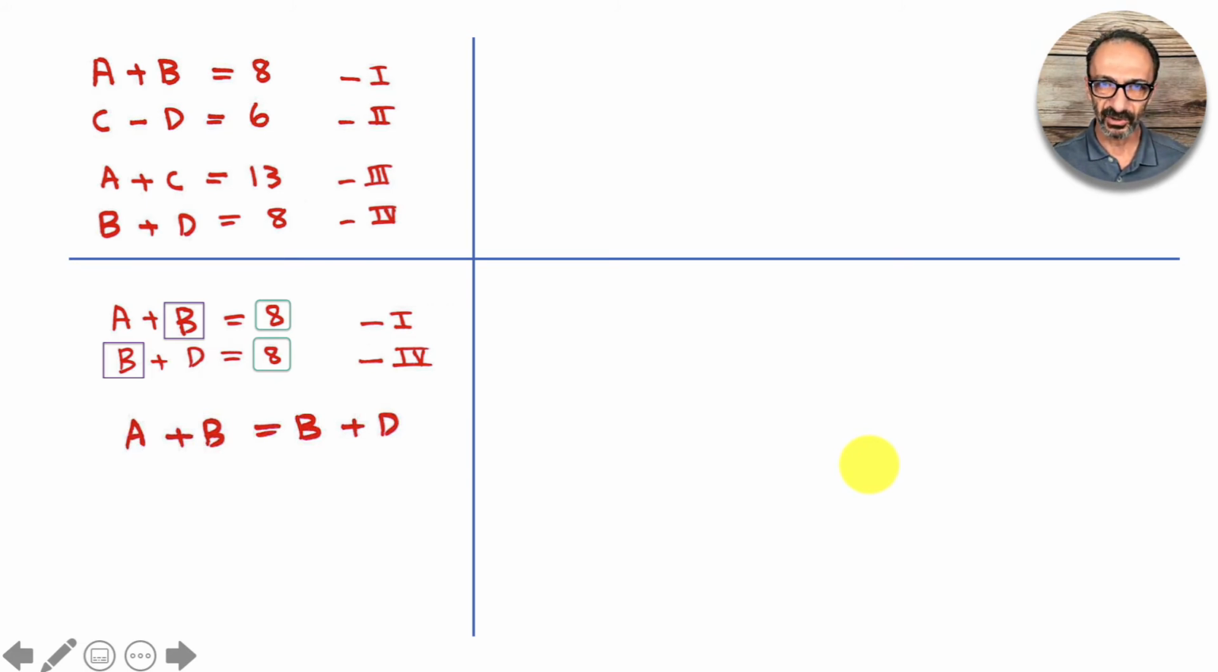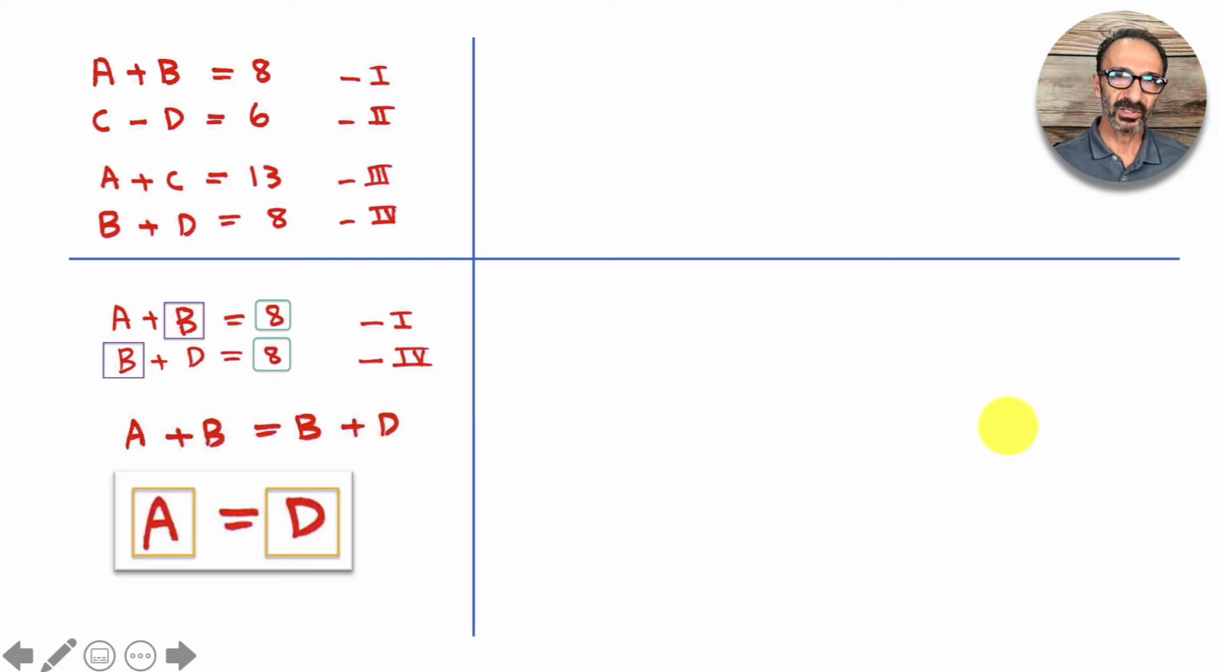But as I said, you could start a different way. Well, if that is A plus B equals B plus D, that means what? You could eliminate B from both sides and you end up with A equals D. So that is my first accomplishment. A and D are the same. Let's go back to the equations. I'm going to go back to the first, second, and third and use this in it.